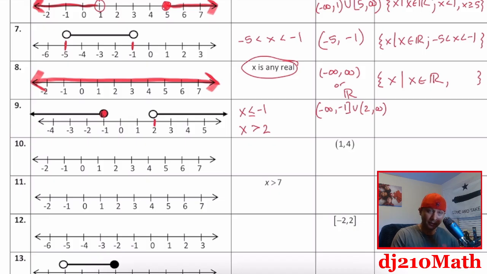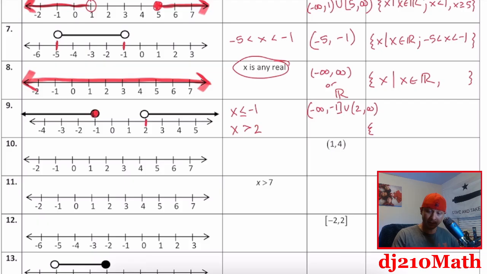All right, set notation will be as follows. Curly bracket, x, we know that it's a real number, right? Because it's on a number line, the real number line. And we have two pieces, x less than or equal to 1, x greater than 2. Okay.